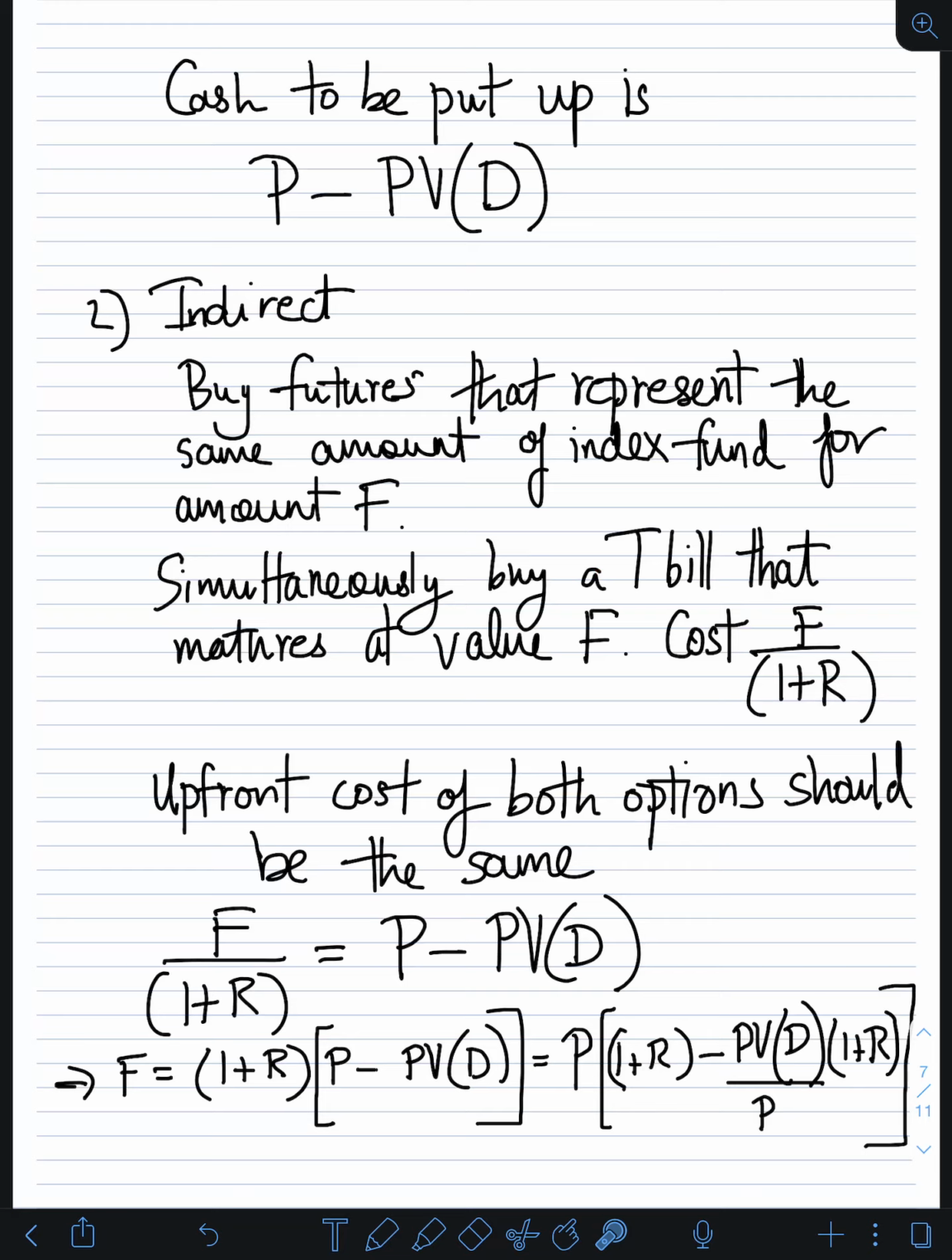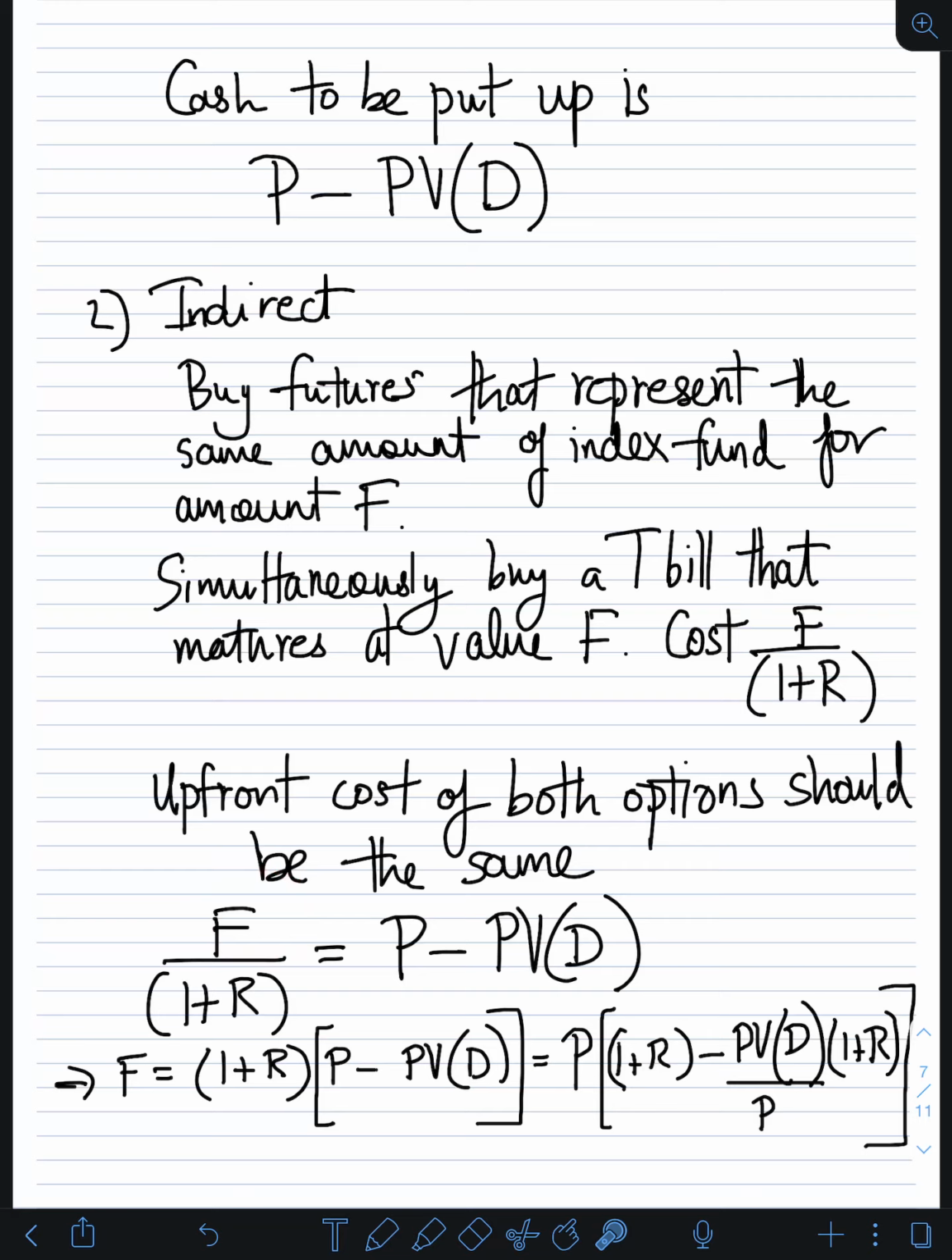Okay, now once again, the upfront costs should be the same, regardless of whether you bought it using an indirect way or a direct way. The prices should be equal to each other. So if you put in P minus PV of D for the direct way, and you put in F divided by 1 plus R today, they both should be equal. Okay, so using which law? Using the law of one price. So F divided by 1 plus R is equal to P minus PV of D.